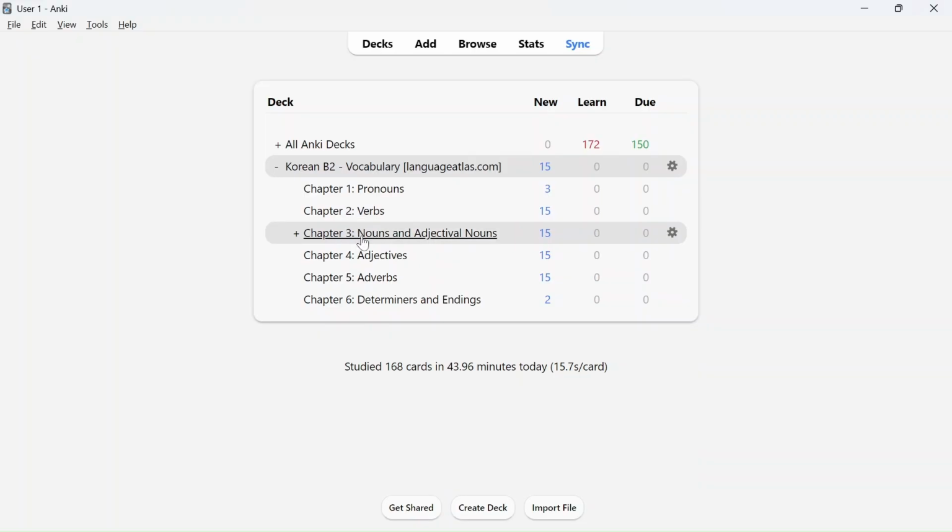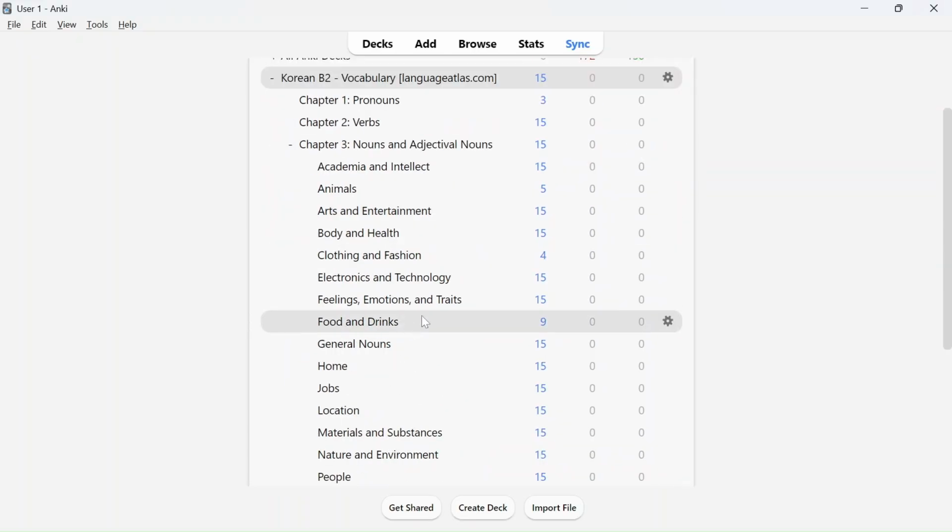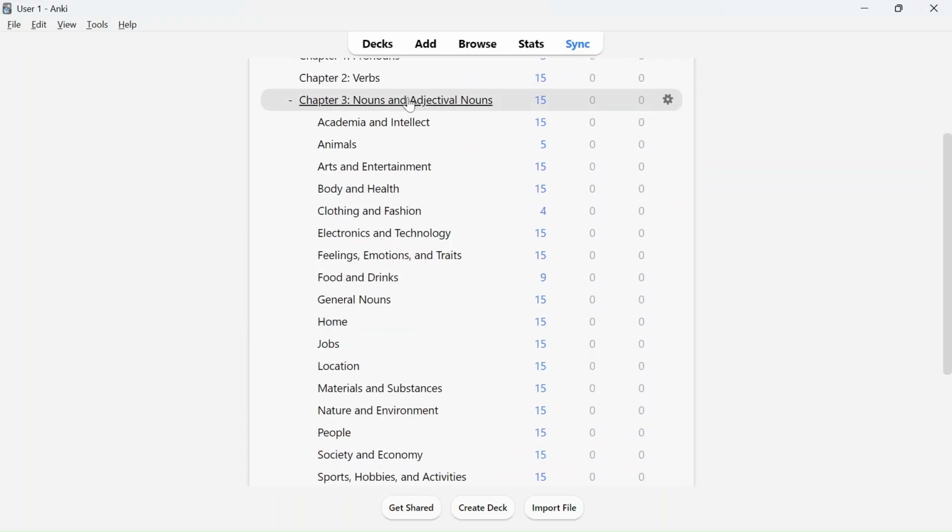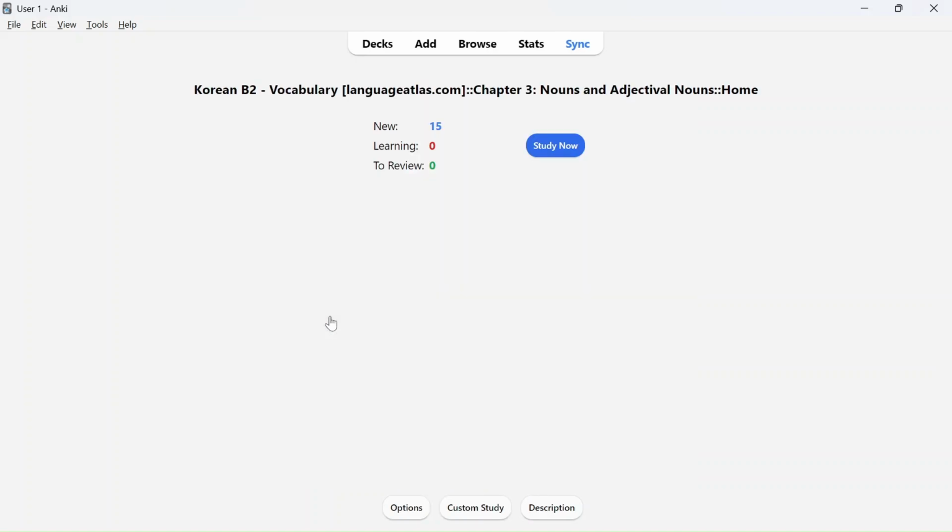Before I do that, there's one note that I would like to share. This chapter, chapter 3, is called nouns and adjectival nouns because Korean has some noun-like words that are descriptive. In English, they may feel like adjectives, but in Korean, they behave more like noun-based words. Having said that, I'll get started with my first deck, which is chapter 3, nouns and adjectival nouns, and I'll go to home, and then I'm going to click on study now.